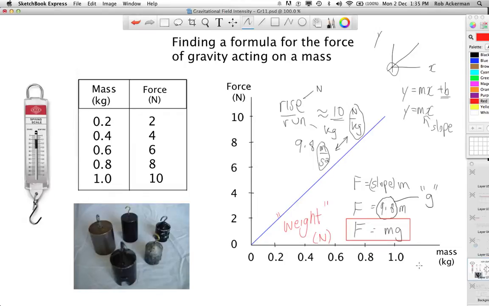So the next time you're at the doctor's office, you can correct the doctor who's supposed to have studied physics at some point in the past. Say weight is a force. It's measured in newtons. And this is our formula, F equals mg. Don't ever forget that. That's one that you'll probably remember a long time after this course is done.